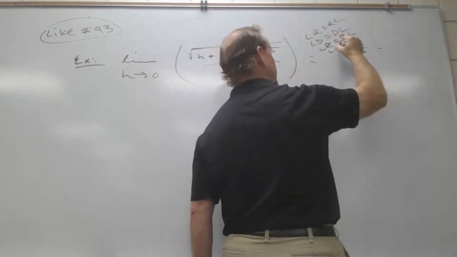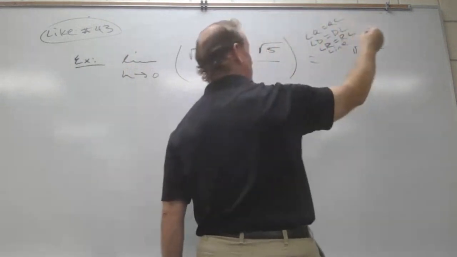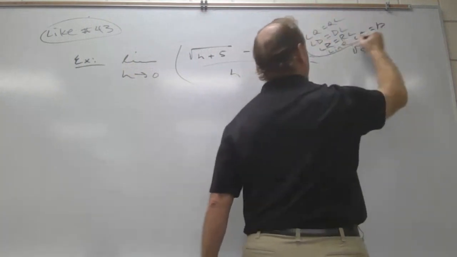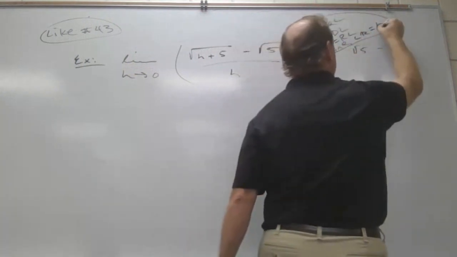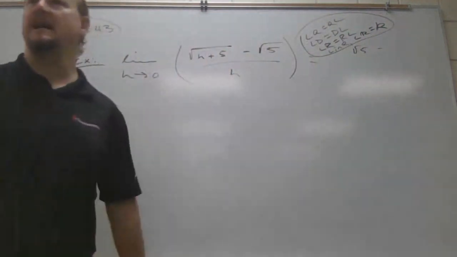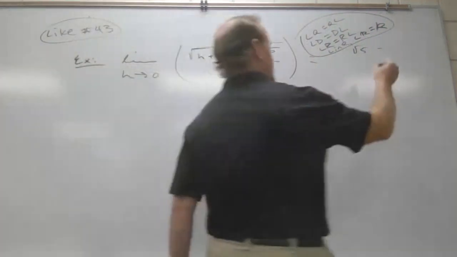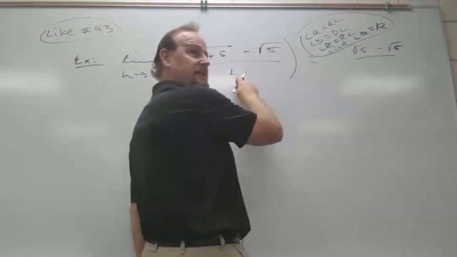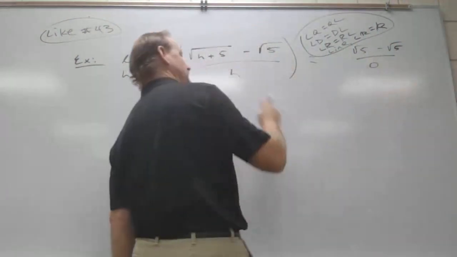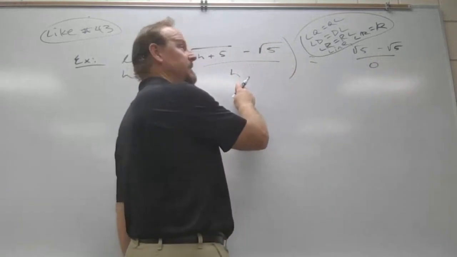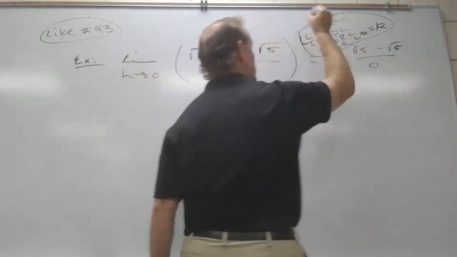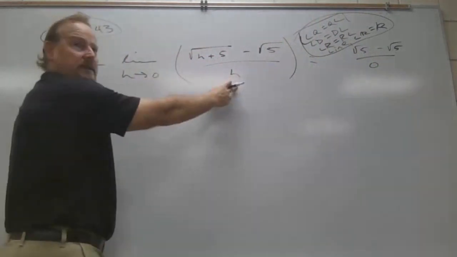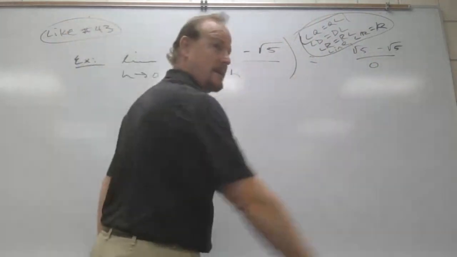And then the limit of the constant is the constant. So I have all these reasons here; this would be using your theorems. But anyway, square root of 5 minus square root of 5, all over what? 0. And what's the reason that the bottom is 0, if we started with the limit of the quotient as the quotient of the limits? The limit as h approaches 0 of h is 0. Why?